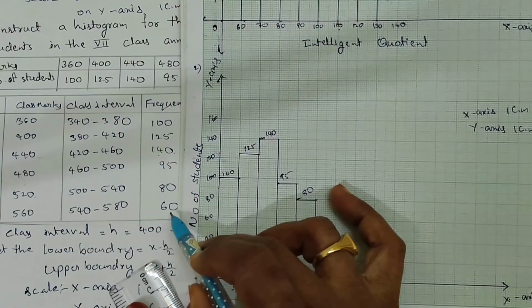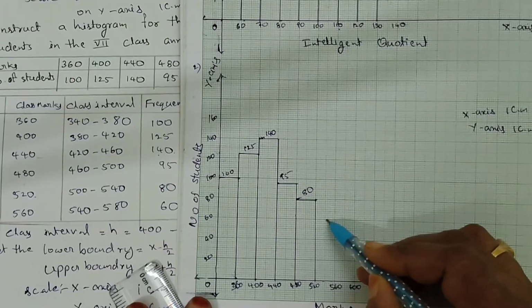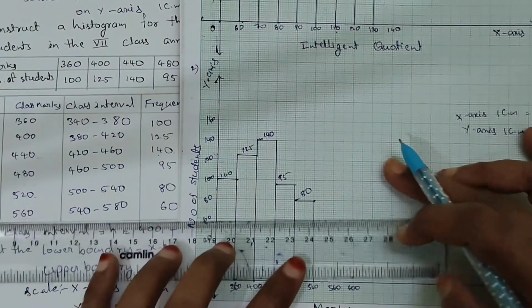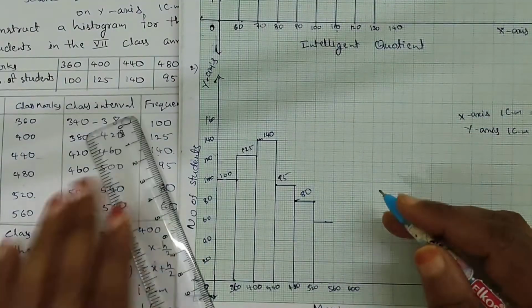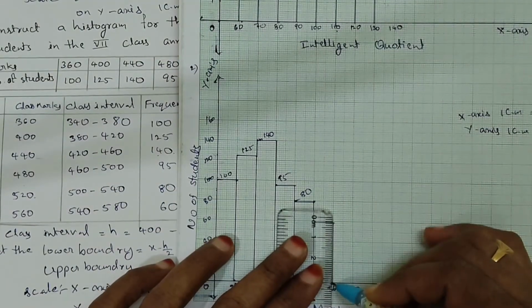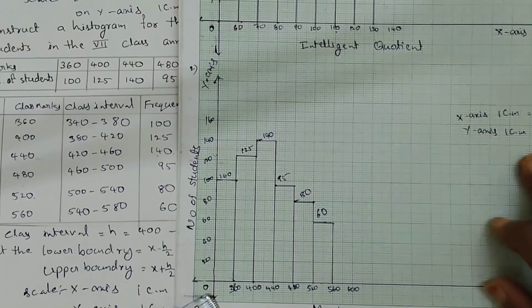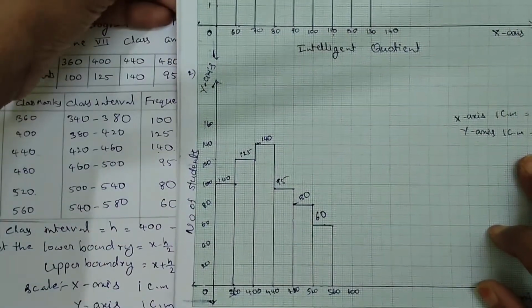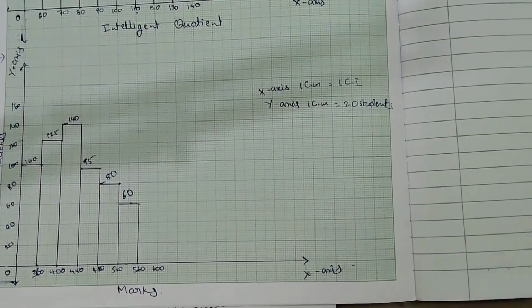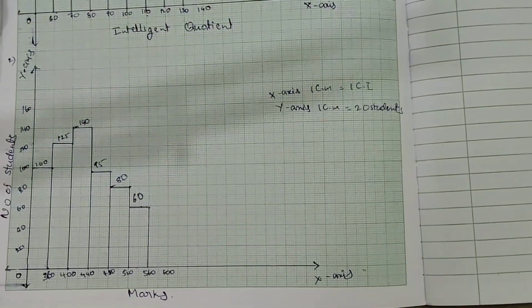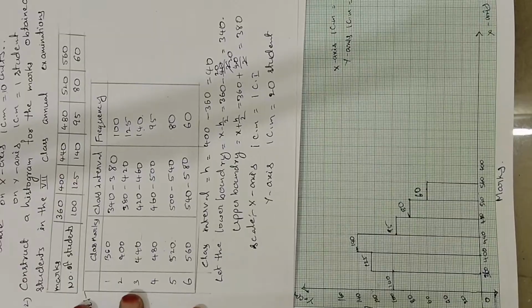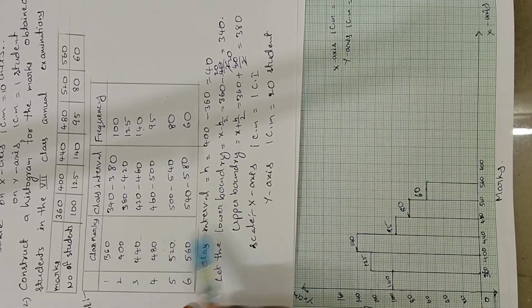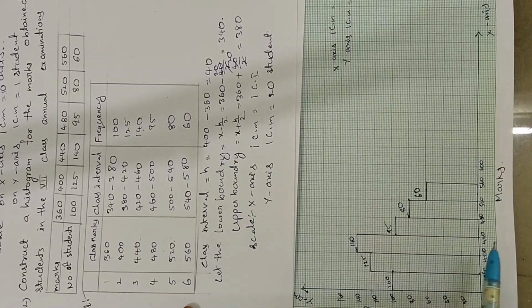Here 80. The last one is the 60. Here 60 is there. Here 60, so here to here straight. Yes, compare the straight line, 60. Join these lines. So this is the 60. Finally, this is the histogram of the given data. This is the complete second question, the graph. Complete answer.